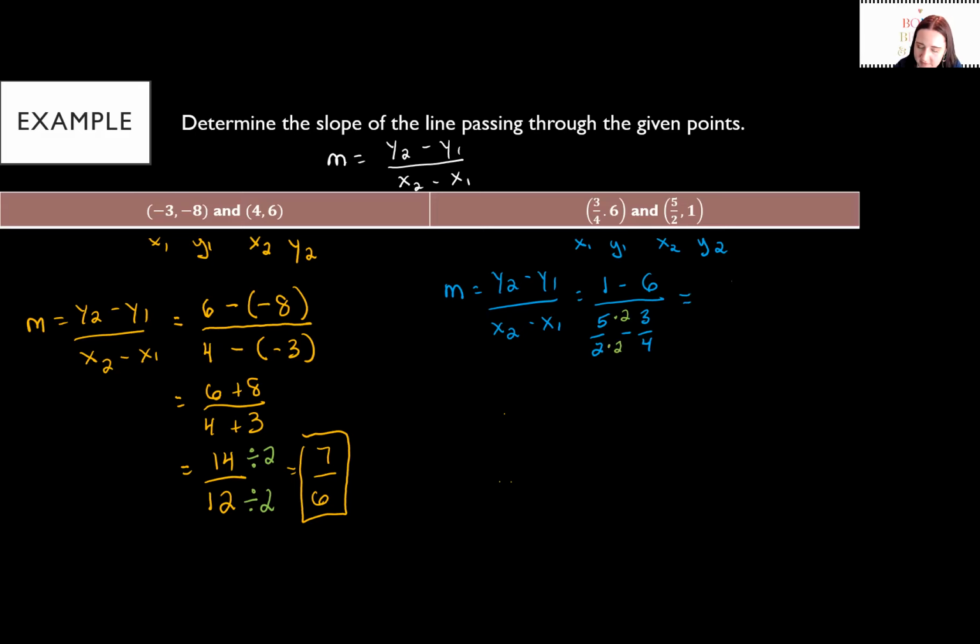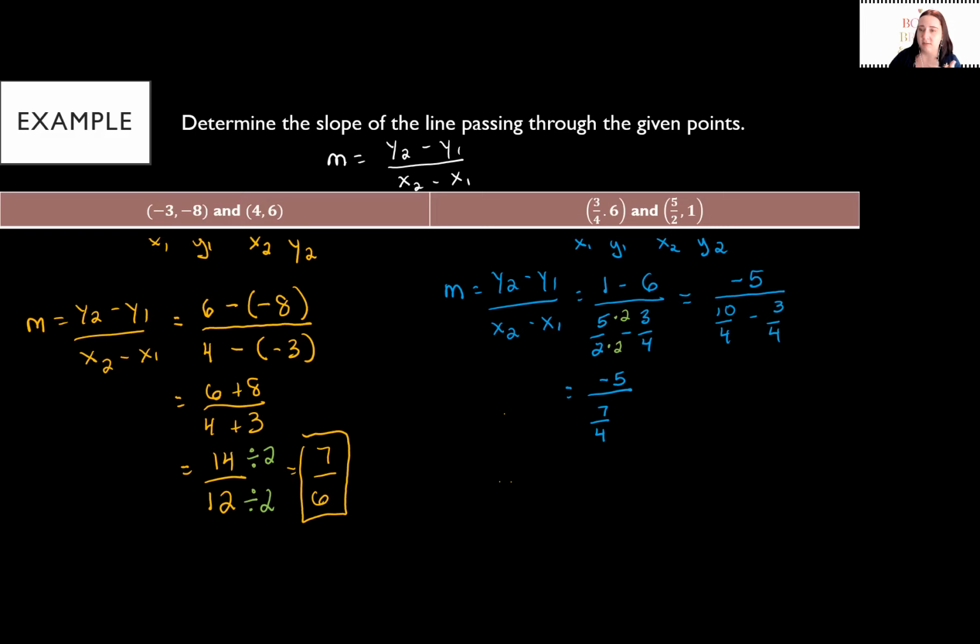So 1 minus 6 is -5. And then we have 10/4 minus 3/4. So this is going to be -5, and then 10 minus 3 is 7, so we get 7/4. So we have a fraction inside a fraction.